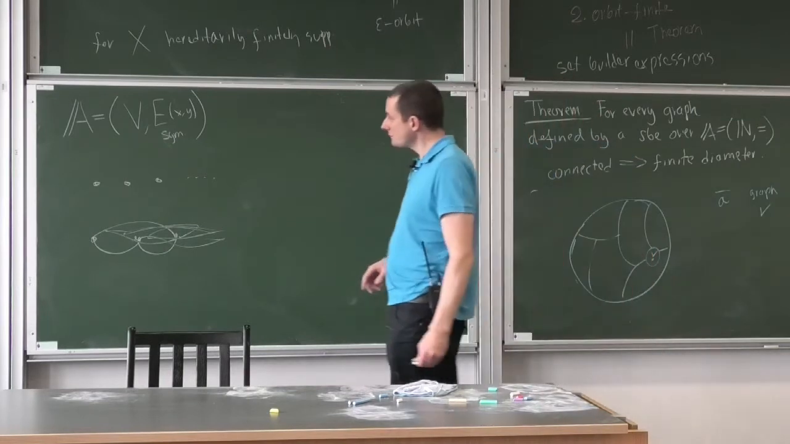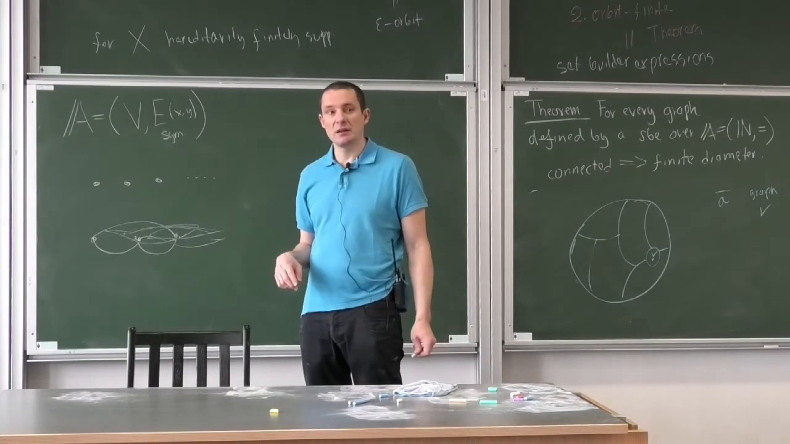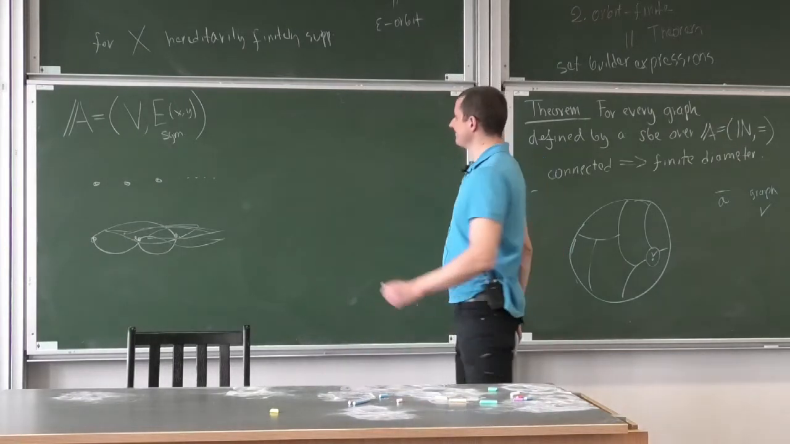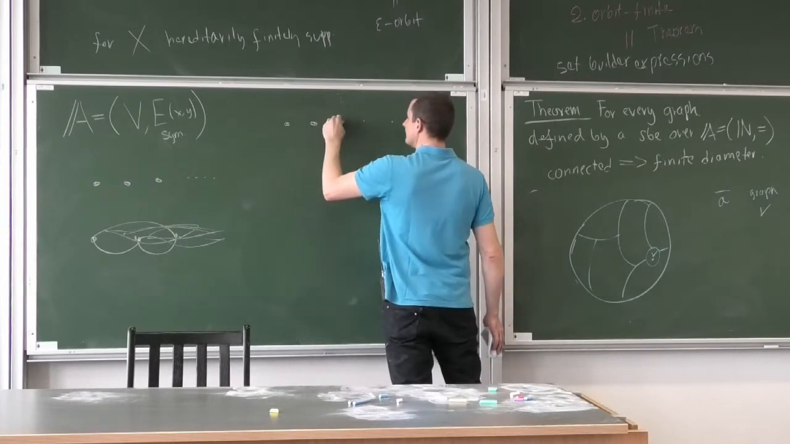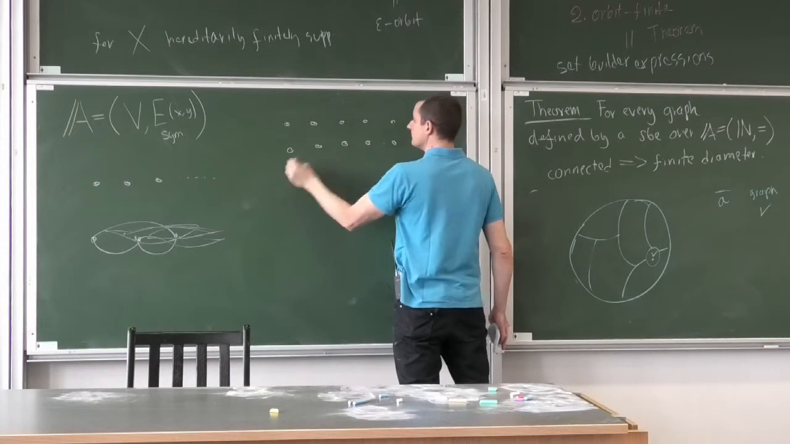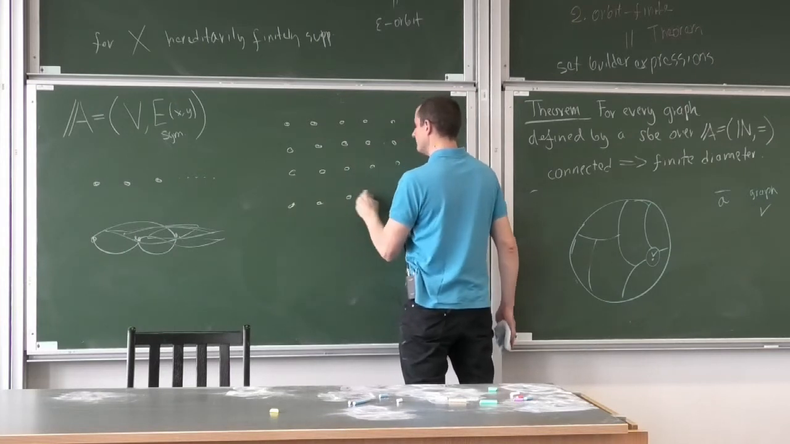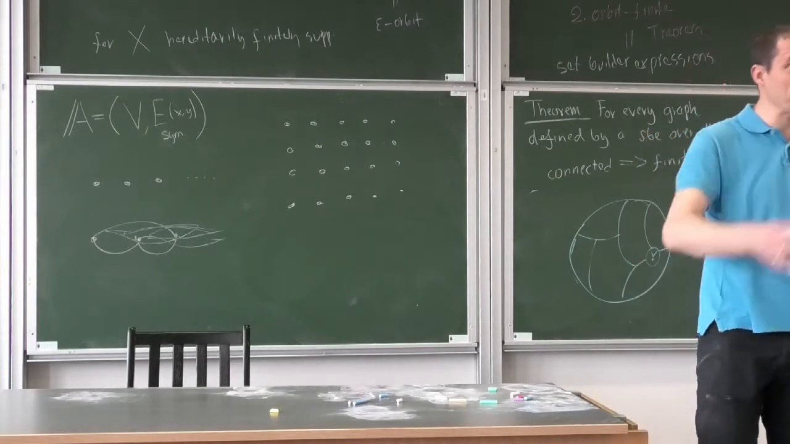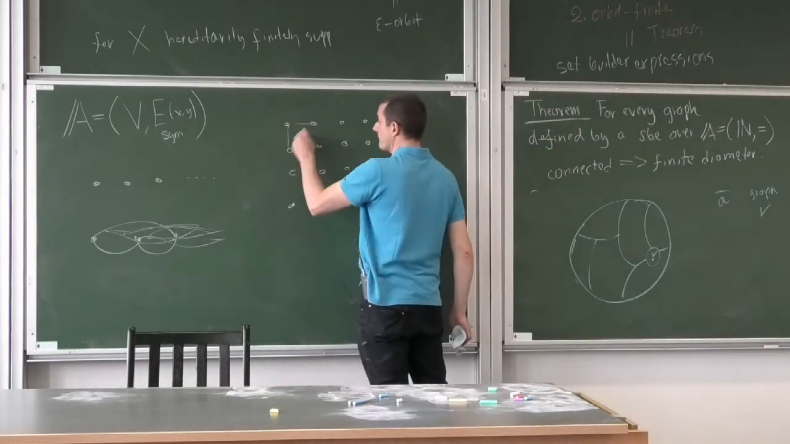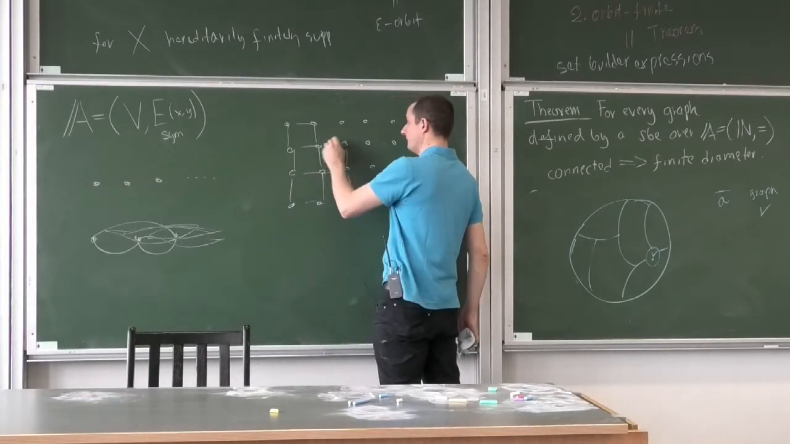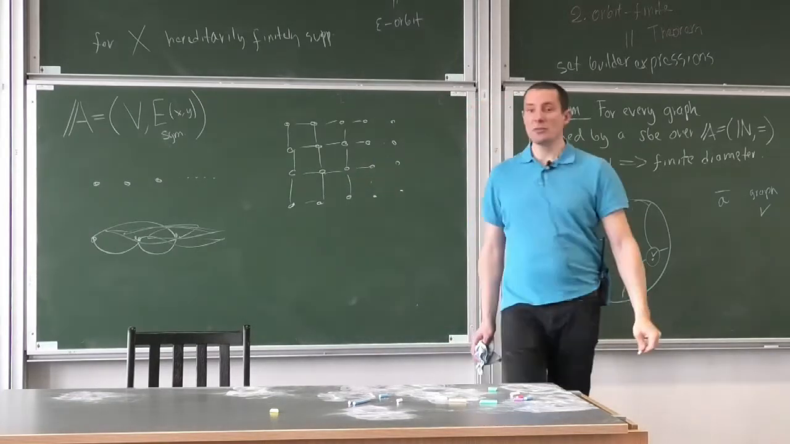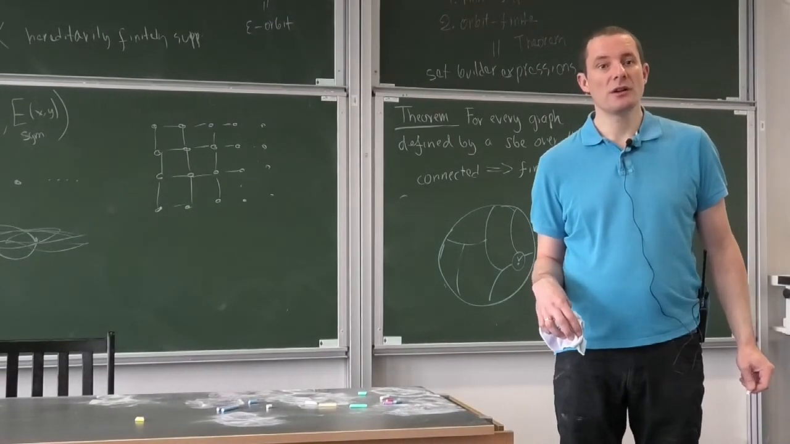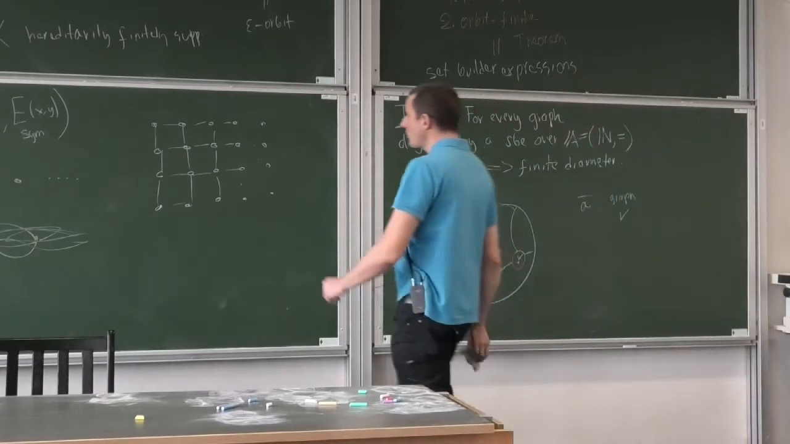Let's continue. Another graph. So what if we take pairs of natural numbers? Let's start with the grid, okay? That's a graph. Oligomorphic or not? Infinite in both directions or only in one? Let's say it's infinite in both directions.